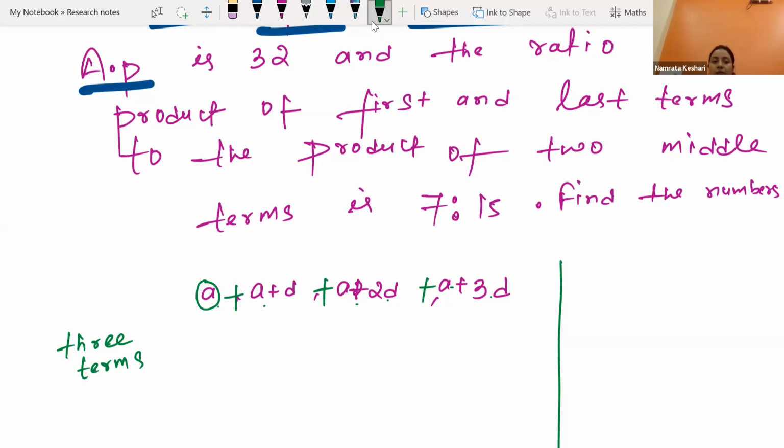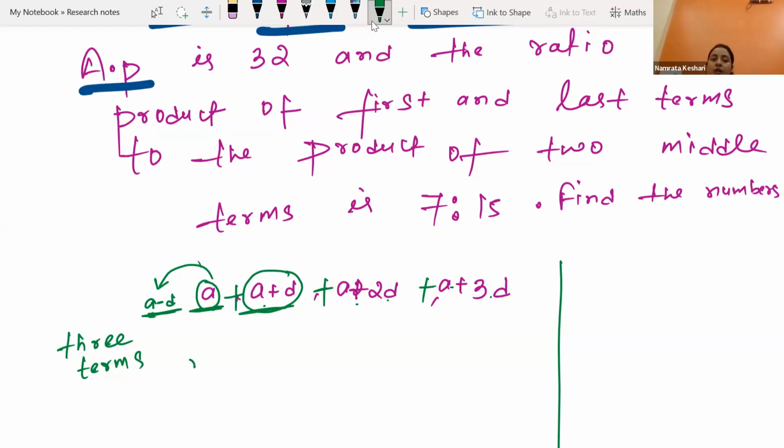We will be taking A, A plus D, and the one previous one. Okay, one previous one, so we can take it as A minus D. A ke pehle wala term kya hoga? A minus D hi hoga, right? So jab bhi hume three terms lena ho, to hum first, second, third, ye three terms lenge.